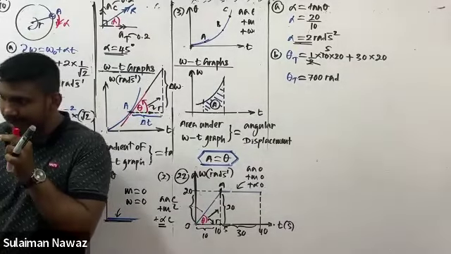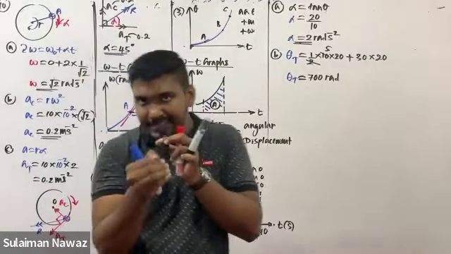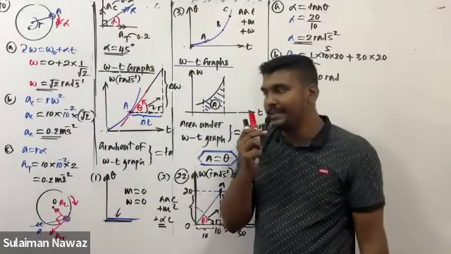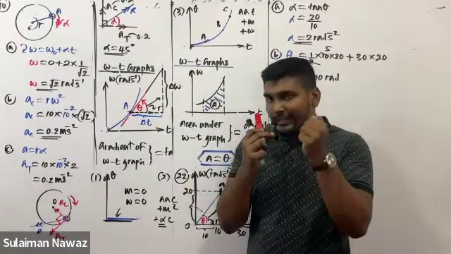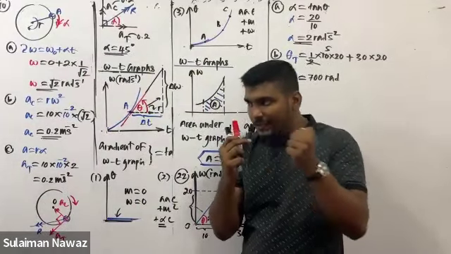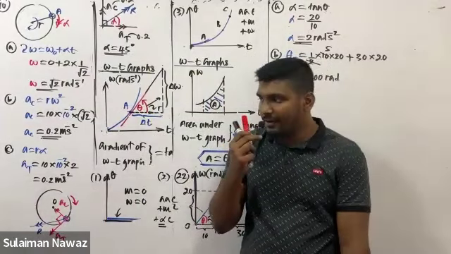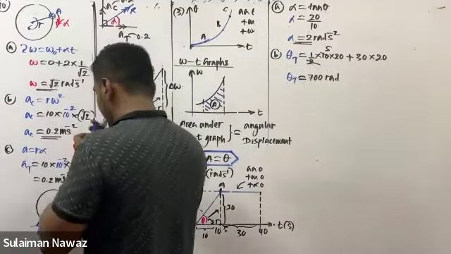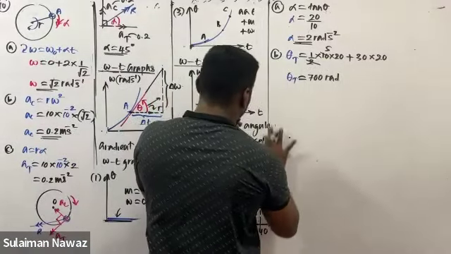Mean angular velocity means average angular velocity. Lastly, we learned that average angular velocity is when you divide the total angular displacement by the total time. That is the average angular velocity, the mean angular velocity. It's not difficult. Part C.